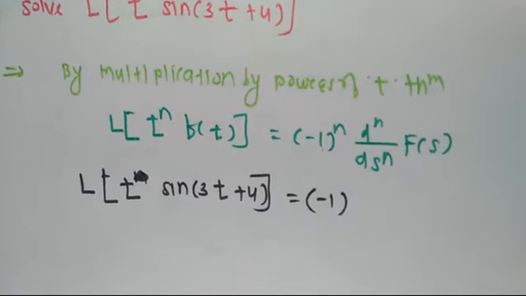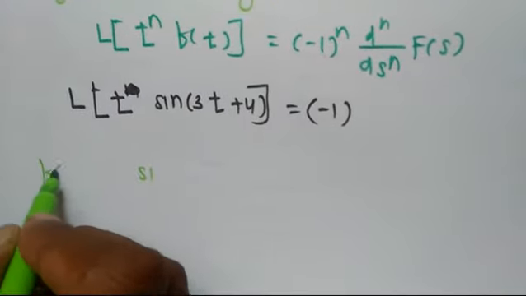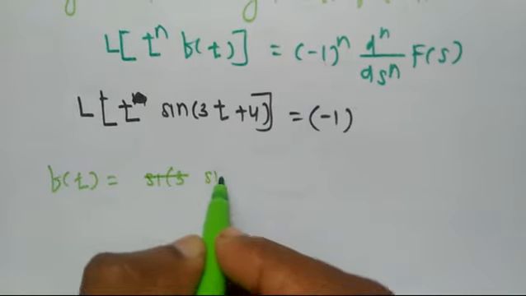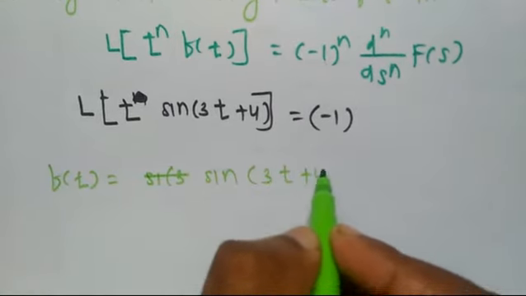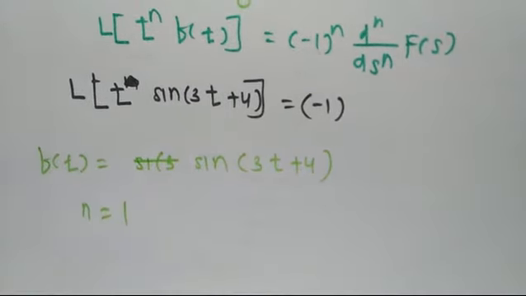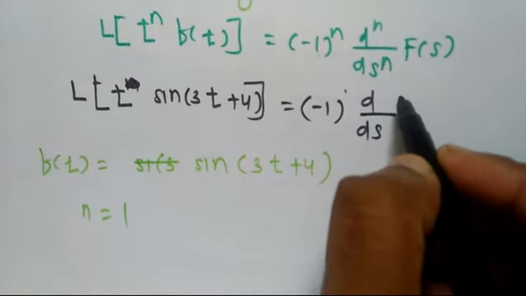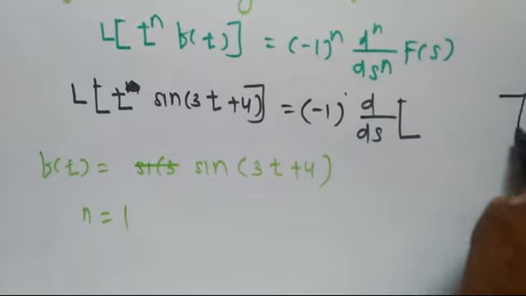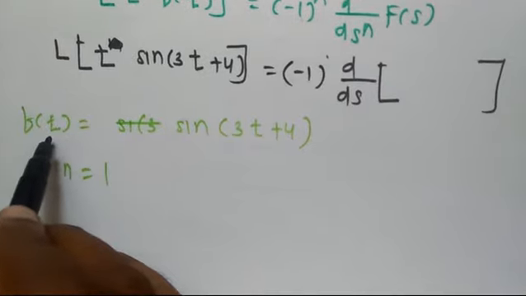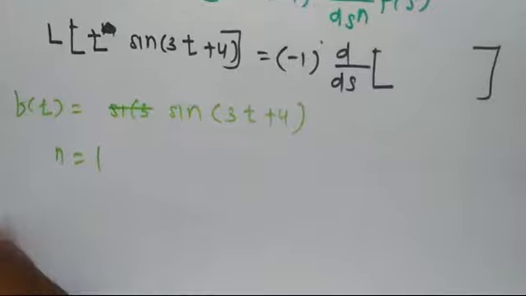Okay, so compare this problem. Here f of t, what is the f of t? Sin(3t plus 4). What is the n? n is 1. Okay, so its answer is minus 1 to the power 1. Here take the 1 times derivative because value of n is 1, into f of s. We require the f of s. How will you find the f of s? Take the Laplace transform of this f of t, you will get the f of s. Okay, so we'll find its Laplace transform.